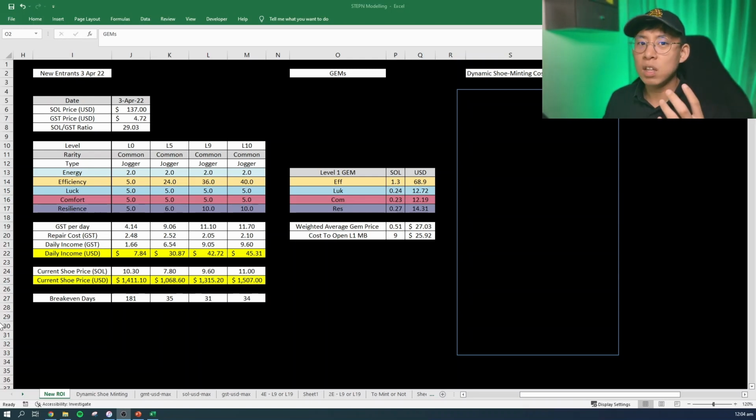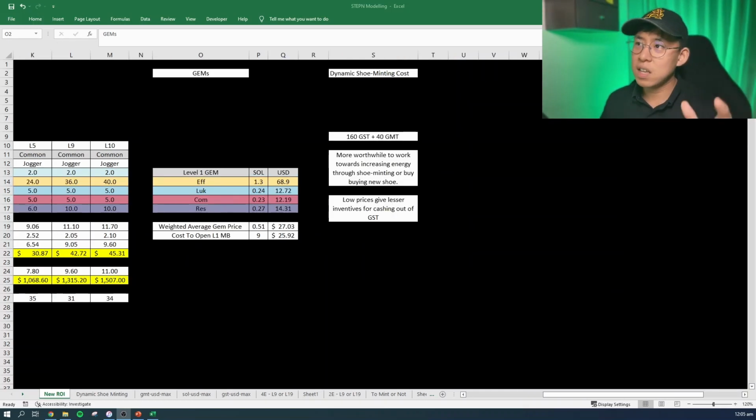Personally, I do think that gems are not really important for beginners because 1. They are not cost efficient as of currently. 2. Beginners don't have much access to gems except from buying them on the open market. And 3. I do think that it's better to focus on leveling up your shoes as compared to buying gems and trying to increase your efficiency.